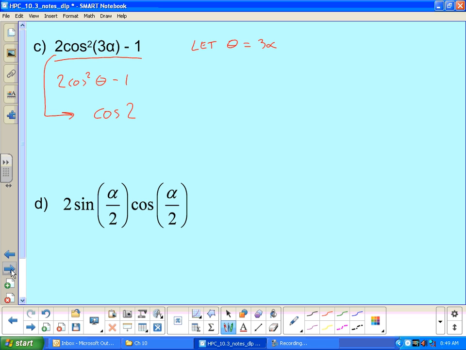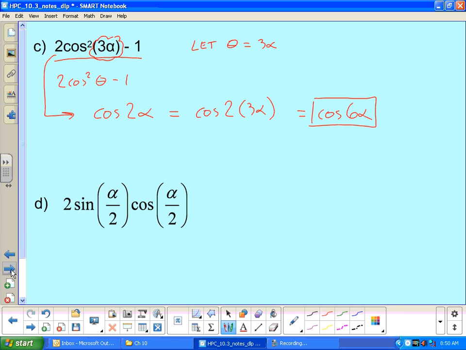We know that that comes from our double angle formula for a cosine of 2 alpha, but in this case, our alpha, the angle that we're referring to, is this thing right here. So this then becomes cosine of 2 times 3 alpha. It's kind of like doing the substitution. I'm just not doing it with theta. And that is cosine 6 alpha. There we are.